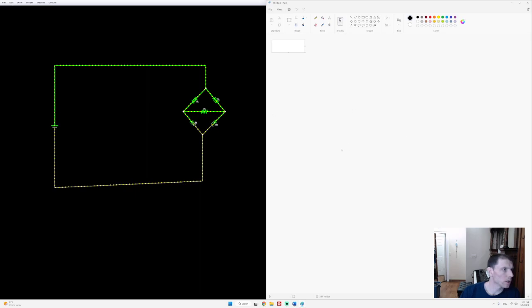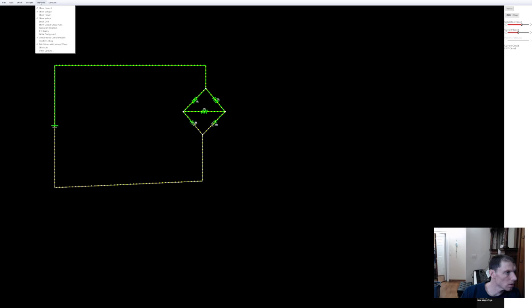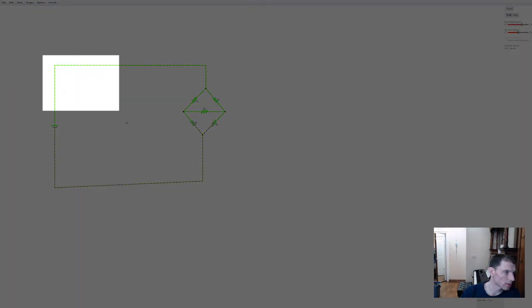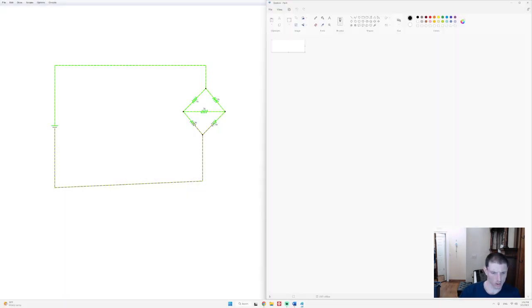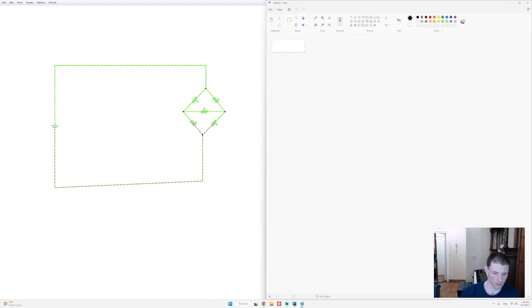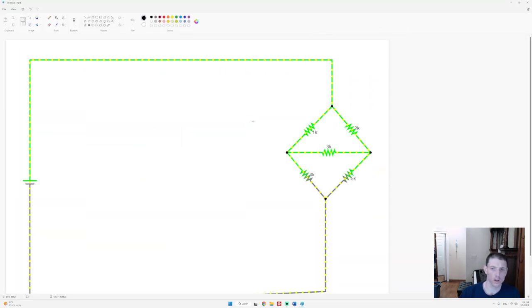What I'm going to do, I think, is take this circuit, take a picture of it, put it into Paint, and sketch what the currents are. So here we have it.